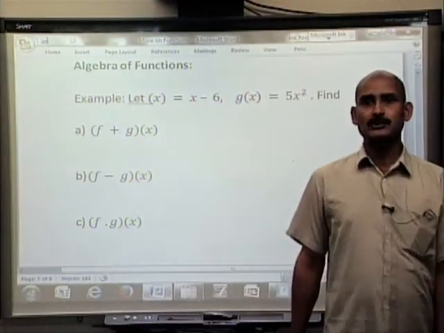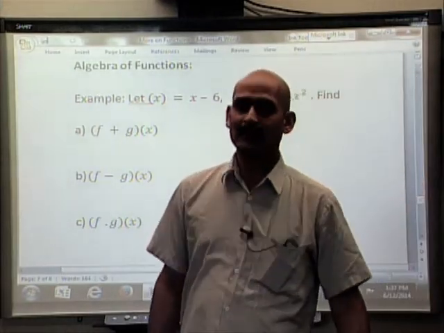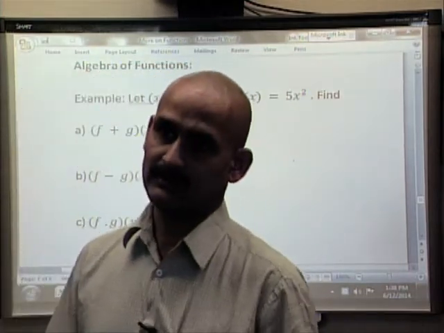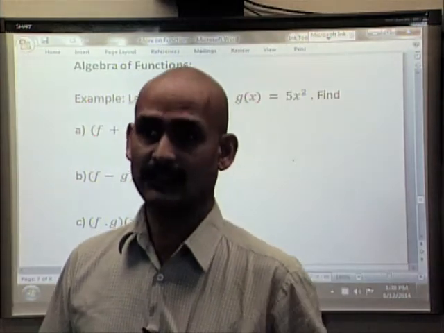Let's talk about some algebra of functions. By algebra we mean adding functions, dividing functions, multiplying functions, subtracting functions. Functions are similar to numbers in some sense.